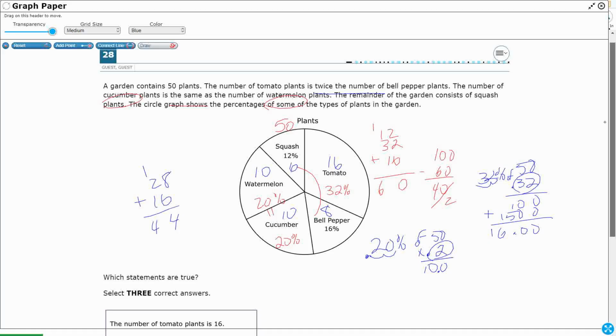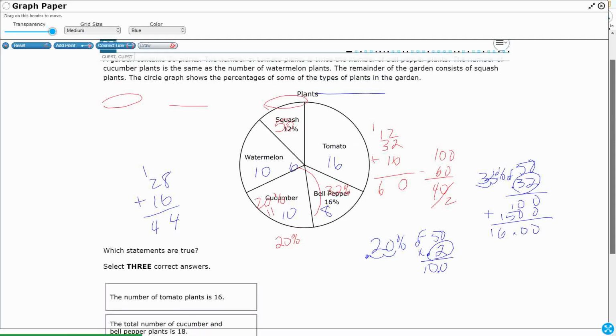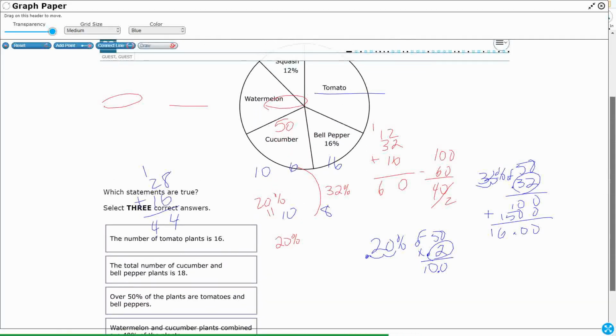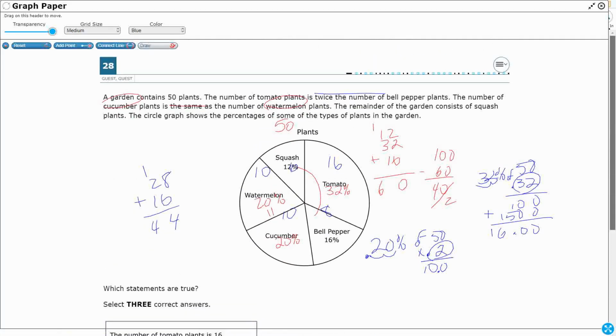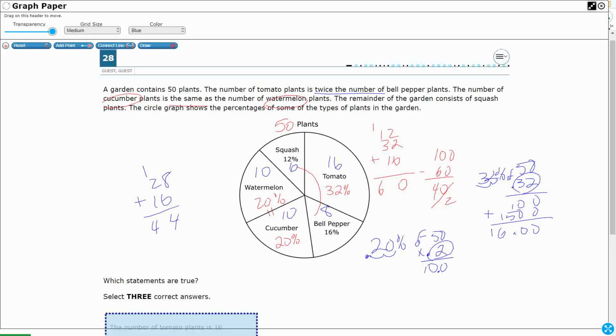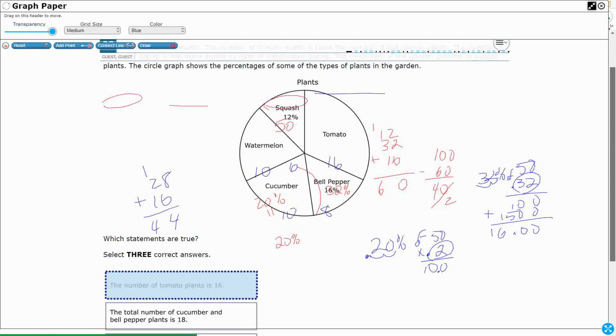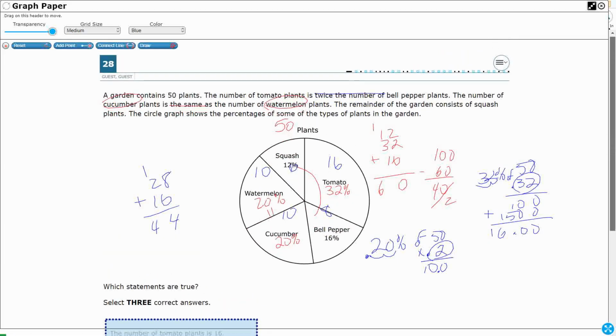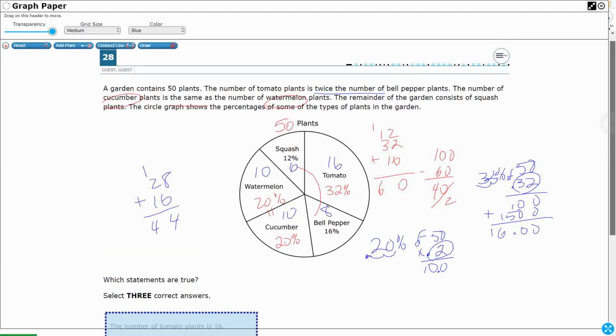Okay. So now I can finally start answering some of these questions here. The number of tomato plants is 16. Yes, that is 1, because you see that right there. So let me go ahead and choose that. I need 3 correct answers. Total number of cucumber and bell pepper is 18. Let's see, cucumber is 10, bell pepper is 8.